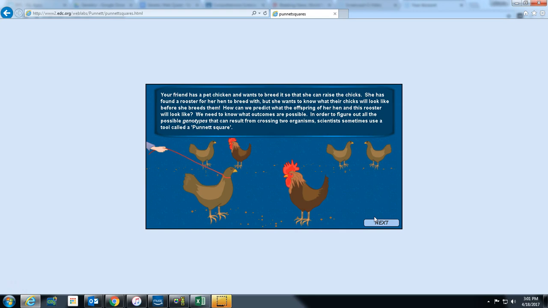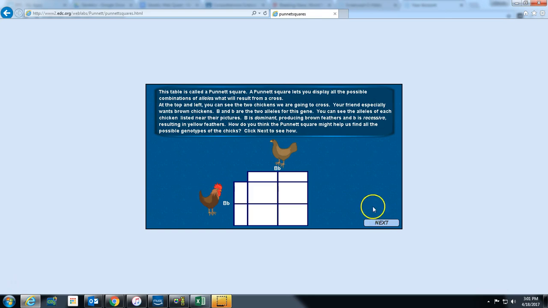In order to figure out all of the possible genotypes that can result from crossing two organisms, scientists sometimes use a tool called a Punnett square. This table is called a Punnett square. A Punnett square lets you display all of the possible combinations of alleles that will result from a cross. At the top and left, you can see the two chickens we are going to cross. Your friend especially wants brown chickens. Capital B and little b are the two alleles for this gene. You can see the alleles of each chicken listed near their picture. Capital B is dominant, producing brown feathers, and little b is recessive, resulting in yellow feathers.